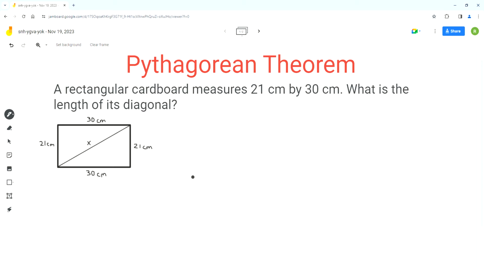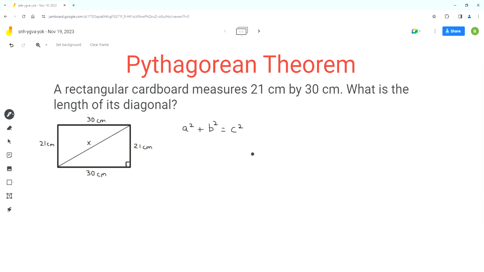We know that in a rectangle, all corner angles are right angles. So that means this triangle here is a right angle triangle. And in this right angle triangle, we know two side lengths and we have to find the length of the third side. So that means we can use Pythagorean theorem to find the length of the diagonal. So we'll start by writing the equation of the Pythagorean theorem. So the equation is a square plus b square is equal to c square.